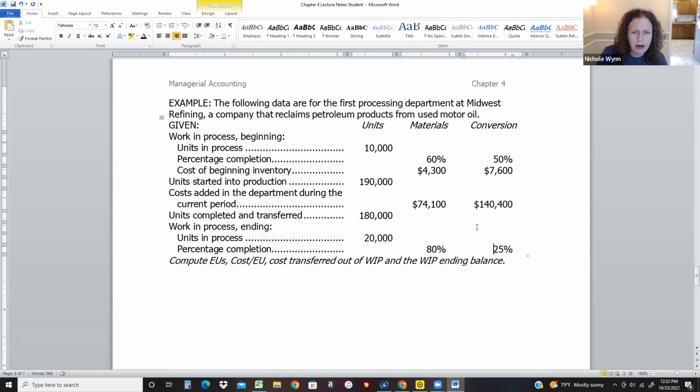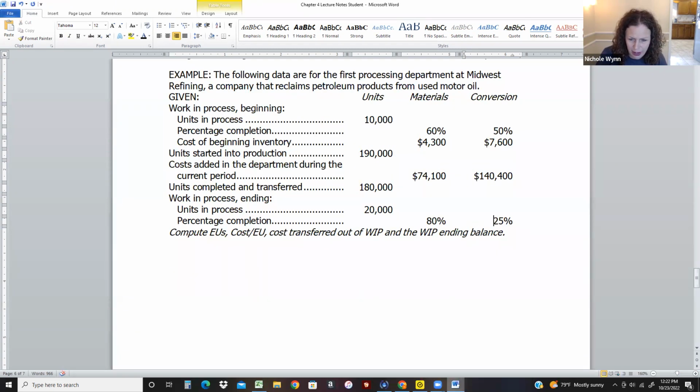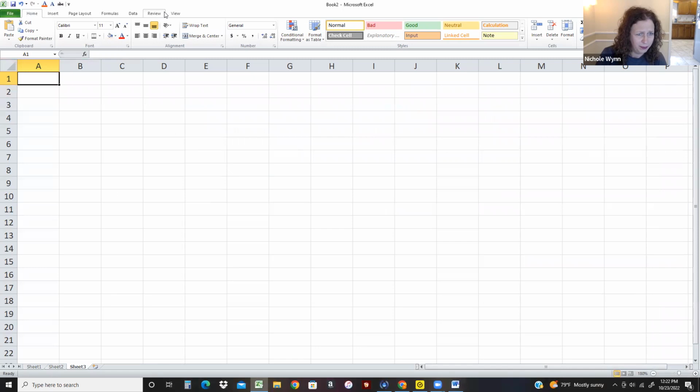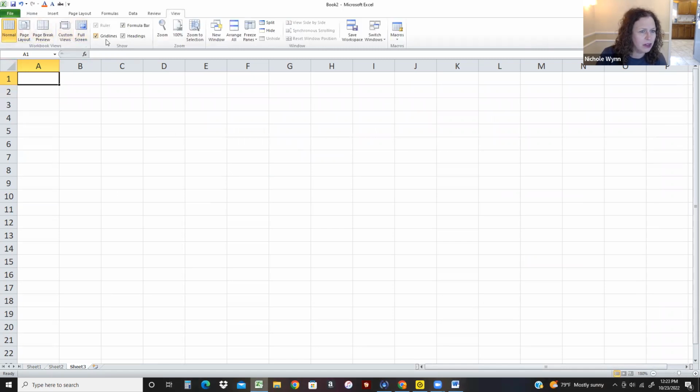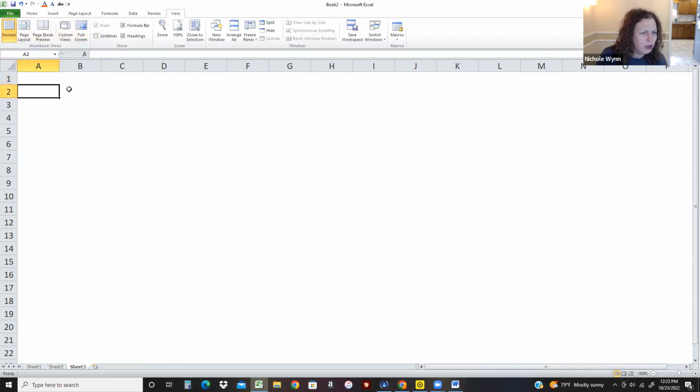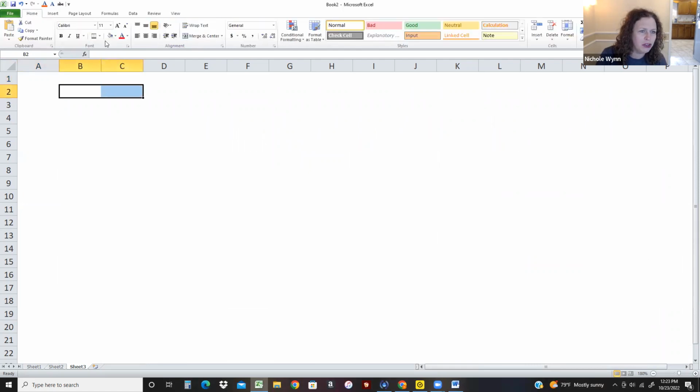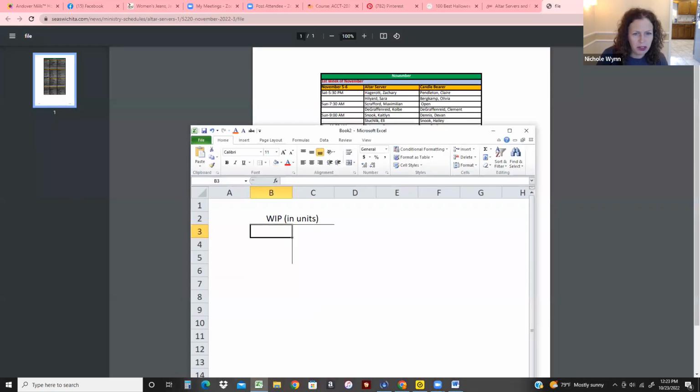So, okay, I'm going to take this data and the first thing I'm going to do is set up my Excel. So I'm going to come here, merge some cells. And by the way, I could just copy and paste it from the last one, but I'm trying to do it along with you. So start off with WIP in units and draw a line. And so as far as our units go, keep doing that.